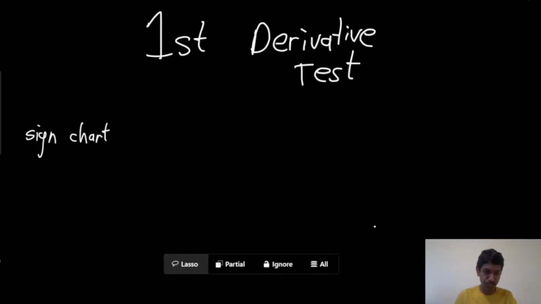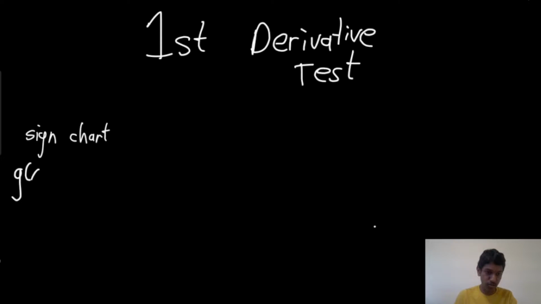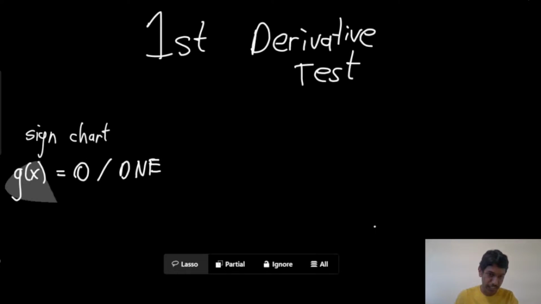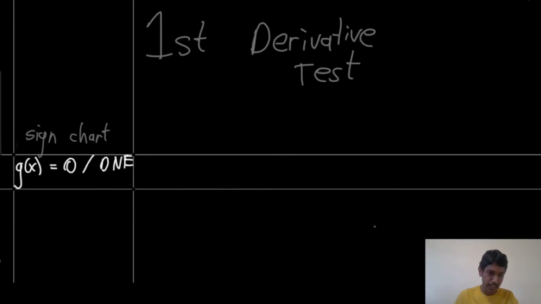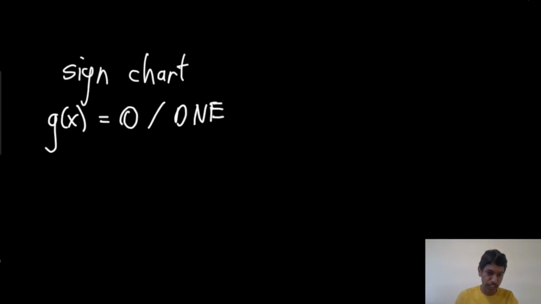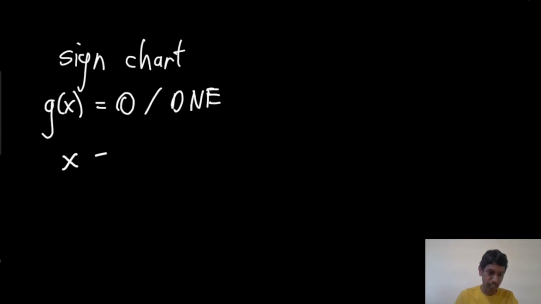sign charts. And so what sign charts are is, suppose you want to find the sign of a function g along a given interval. And so first, you might want to solve for the equation g of x equals 0. Or you also might want to find where g is not defined either. And so after you do that, you'll get a few values of x.